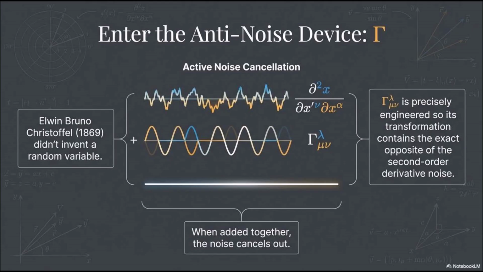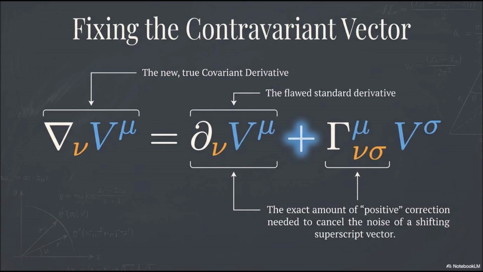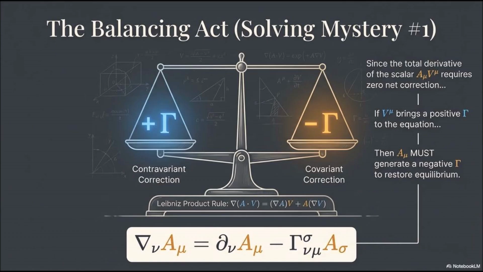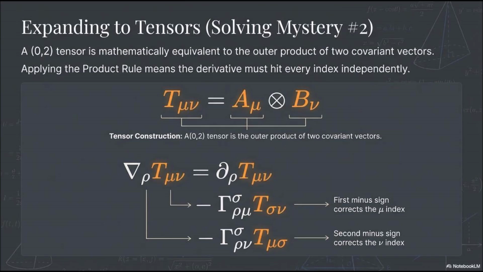Now, because we are taking the derivative of a product of two vectors, we have to use the Leibniz rule, the product rule. It's like a scale. The derivative operator acts on the first vector while leaving the second alone, and then acts on the second vector while leaving the first alone. We expand both sides out massively. Let's do the right side first. Expanding the right side using the Leibniz rule yields the quantity nabla sub nu of A sub mu times V super mu, plus A sub mu times the quantity nabla sub nu of V super mu.